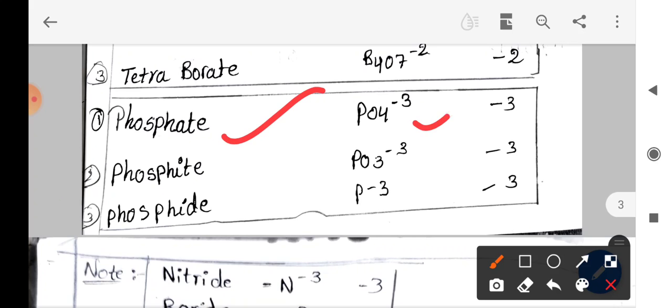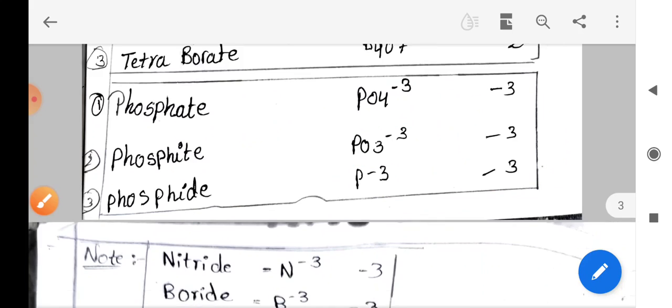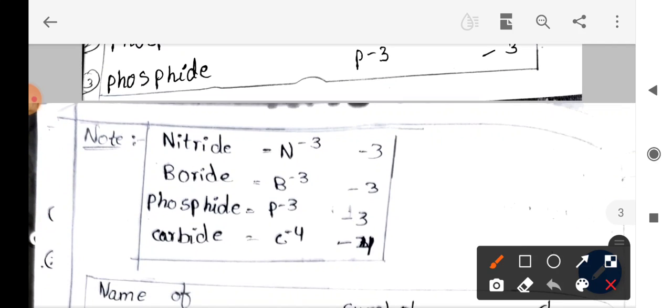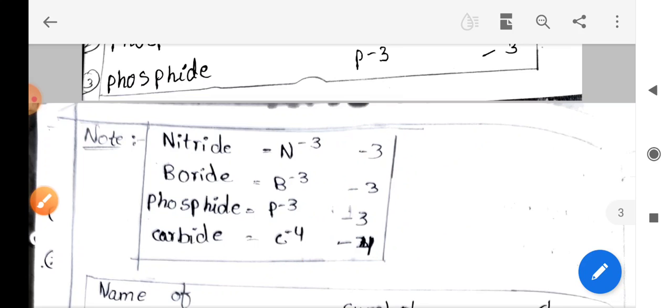And again you will take the phosphate. Phosphate formula is PO4 minus 3, phosphite PO3 minus 3, phosphide P minus 3. All are trivalent ions. Next, we'll take the nitride N minus 3. Once more, recollect: nitride N minus 3, boride B minus 3, phosphide P minus 3, carbide C minus 4. These three are trivalent ions. Carbide is a tetravalent ion.